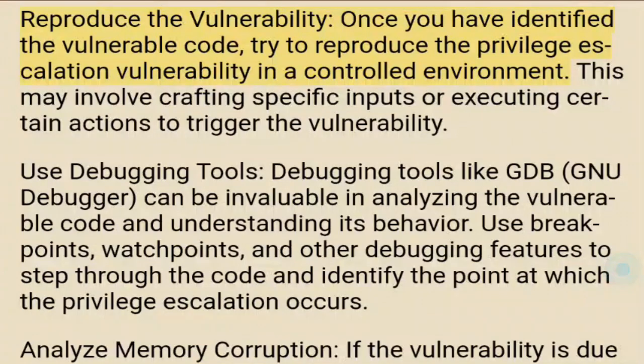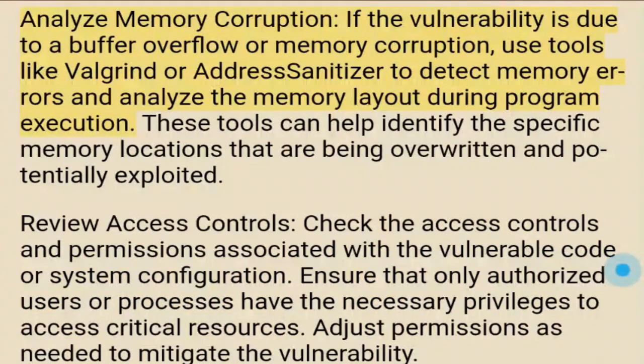Reproduce the vulnerability. Once you have identified the vulnerable code, try to reproduce the privilege escalation vulnerability in a controlled environment. This may involve crafting specific inputs or executing certain actions to trigger the vulnerability. Use debugging tools. Debugging tools like GDB, the GNU Debugger, can be invaluable in analyzing the vulnerable code and understanding its behavior. Use breakpoints, watchpoints, and other debugging features to step through the code and identify the point at which the privilege escalation occurs.